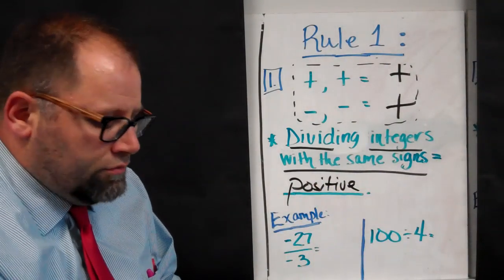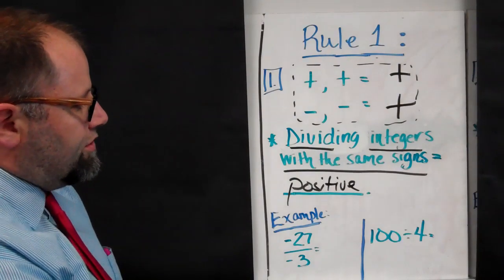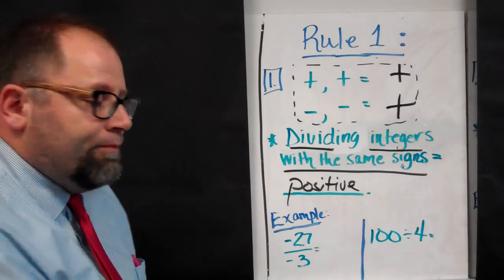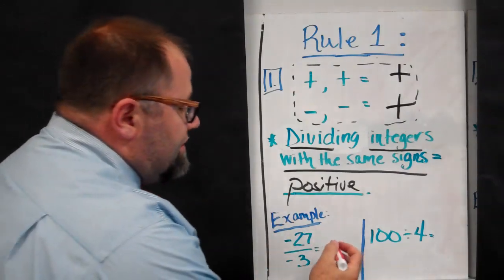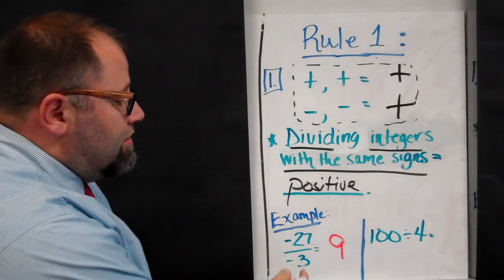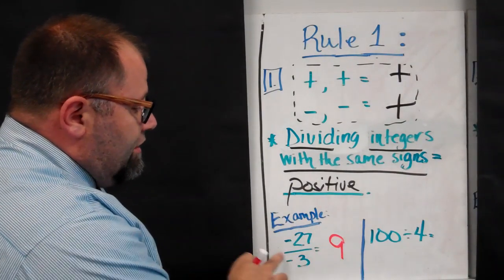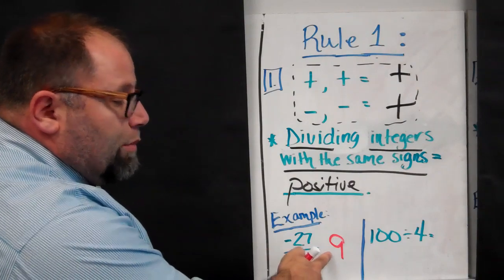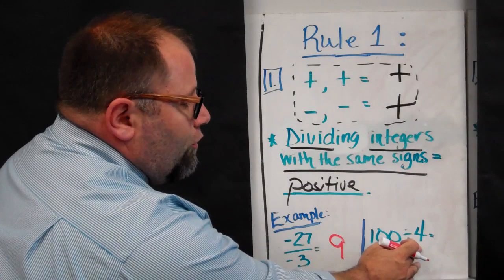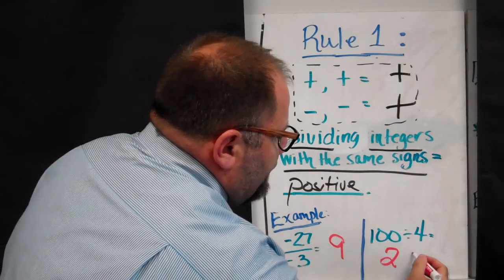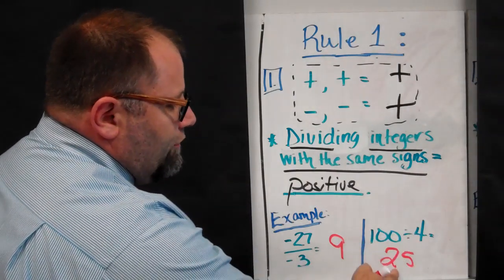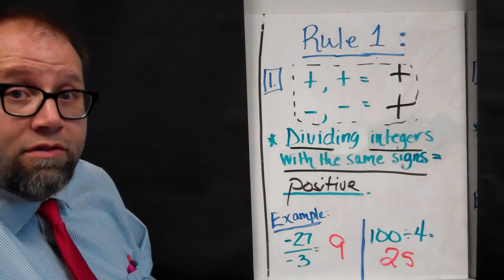That's not too tough. So when we look down here at our examples, we have negative 27 divided by negative 3. You know 27 divided by 3 is 9. I like to do the math first, then I check the signs. 27 divided by 3 is 9. Negative divided by negative means positive. So the answer is 9. Here we have 100 divided by 4. I know that's going to be 25. Then I check the signs. Positive, positive, same signs, positive answer.